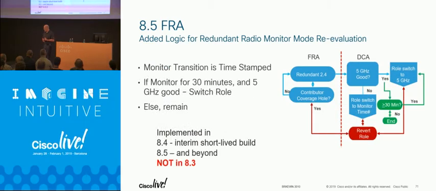In 8.5, we put a little logic in that said, if you've been a monitor role radio for 30 minutes, raise your hand and DCA will take a look at your situation and see if it improved. So if you're running FRA on anything below 8.5, keep an eyeball out for that condition. It's fixed. The answer, of course, is you can revert your monitor role radios back and just run FRA again if you need to recover it.